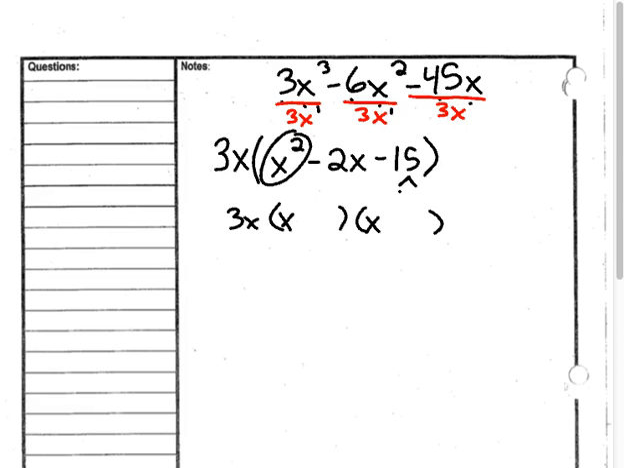The 15 can come from 1 and 15 or 3 and 5. Now again, the thing that I'm noticing here is, notice your sign is negative, so that means I need a plus and a minus, one positive number, one negative number. And ultimately, I want that to give me a negative 2x. So what that means is I'm going to need a positive 3 and a negative 5. Okay, because that combination is going to give me the negative 2x that I'm looking for.